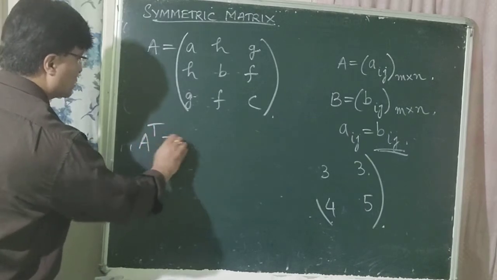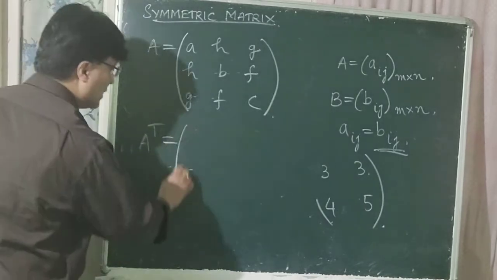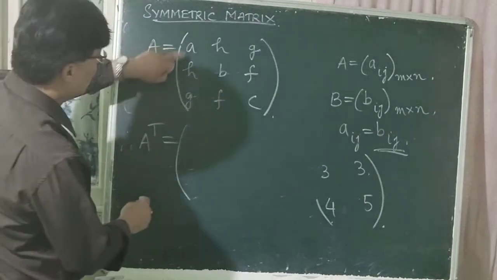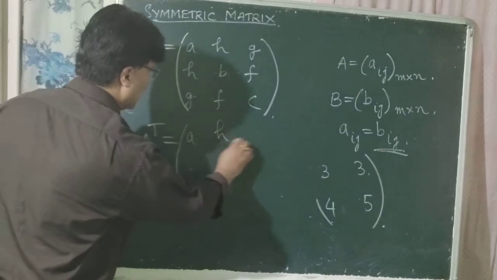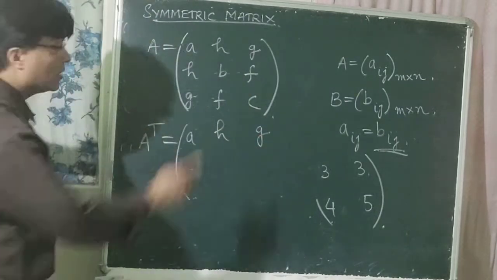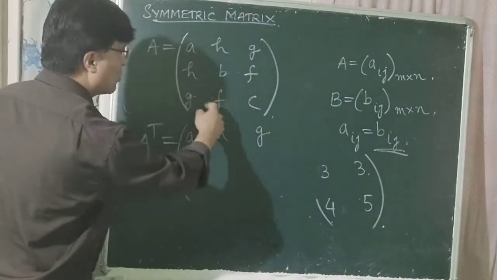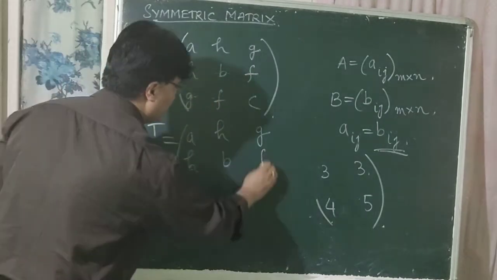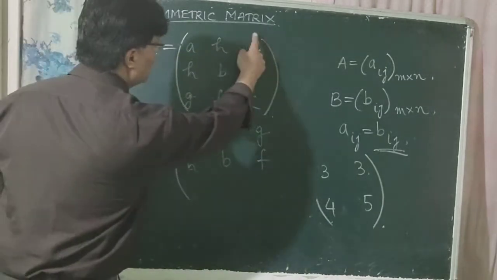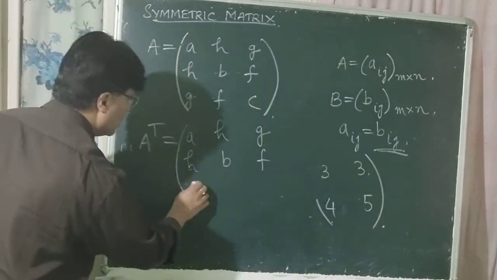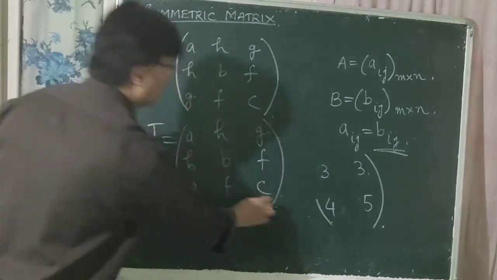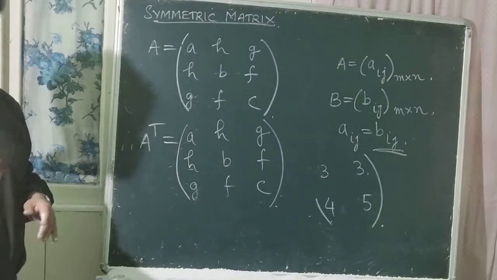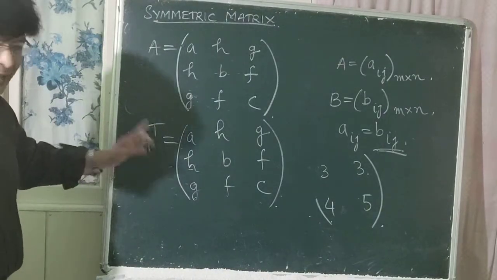Let us find out the transpose of the matrix A. That means let us make this first column as the first row. That is AHG. Next, what is the second column here? HBF. Let us make it the second row here. And this is your third column. Let us make it third row. GFC. Now in this case, we have converted rows into columns and columns into rows. That is your transpose of A.